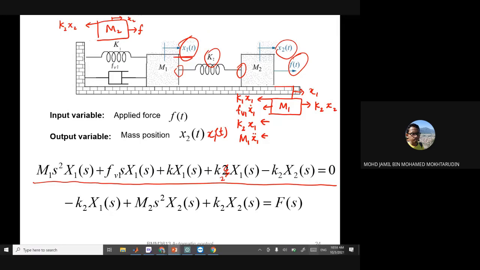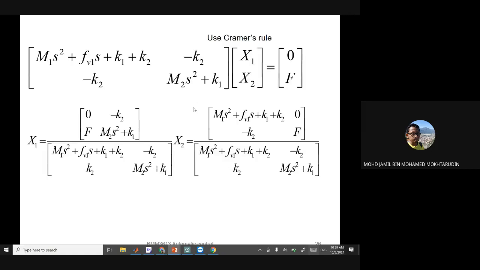And the spring K2 is also attached to M1. Because of that, there's a force from M1 on M2. So the force is acting forward. So K2 X1. And don't forget the inertia, M2 X2 double dot. From the second free body diagram, this is the equation of motion. Then from the equations of motion, you can rearrange them in matrix form.